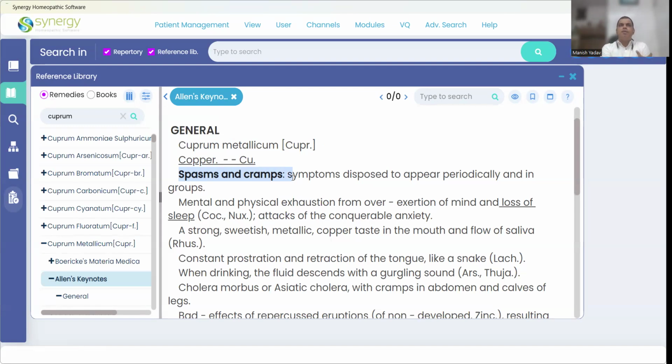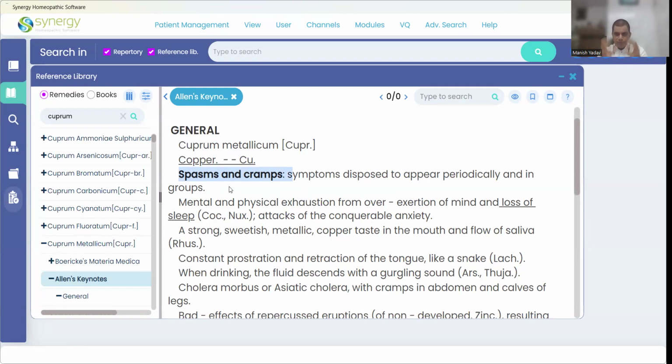You'll find a lot of people will be disposed to cramps, cramps in the muscles, cramps in the legs, cramps in the calves. In the abdomen also, it comes periodically. As it is written here, symptoms disposed to appear periodically in groups. So it comes and then goes.